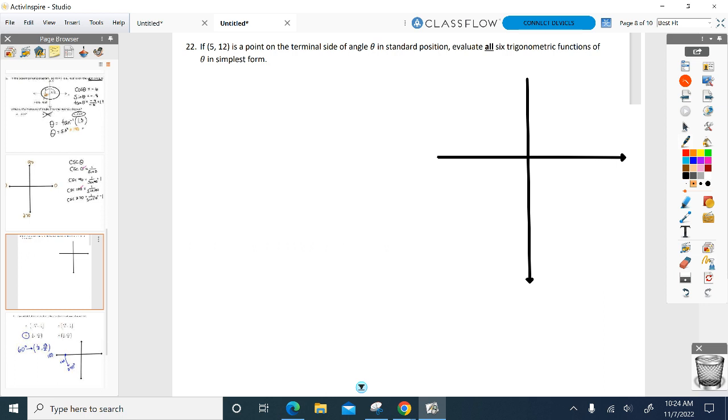Dylan asked this question. Hey, the terminal side goes through this point. Find the value of all 6. What do I mean by all 6? The 3 we're familiar with, and the new reciprocals from Friday. So those are the 6 I'm talking about.